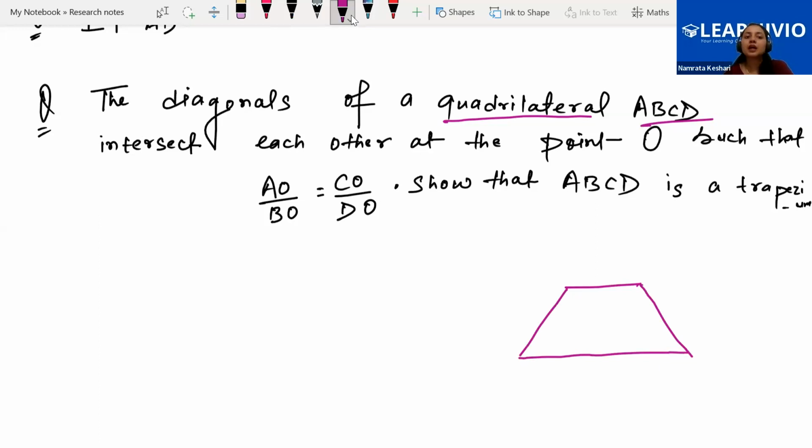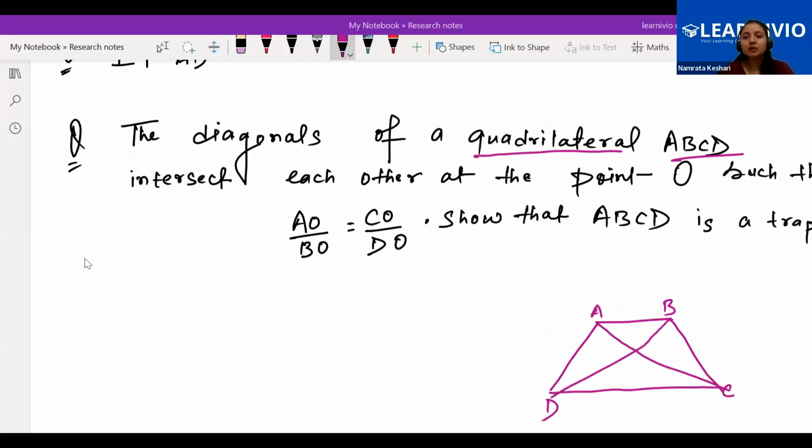Now, here the question says that the diagonals of the quadrilateral ABCD intersect each other at a point. This is a quadrilateral ABCD I have drawn over here, and the diagonals. See, whoever has joined just now, I have not started anything so far.